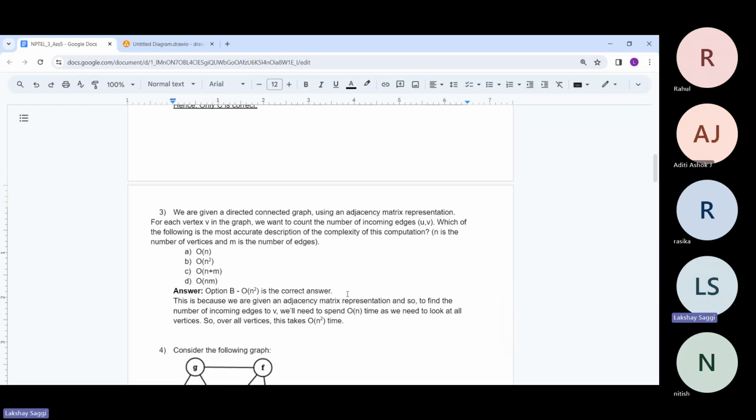So yeah, I'll just underline this also, that option B is the correct answer. Maybe I should not underline, but just bold it.